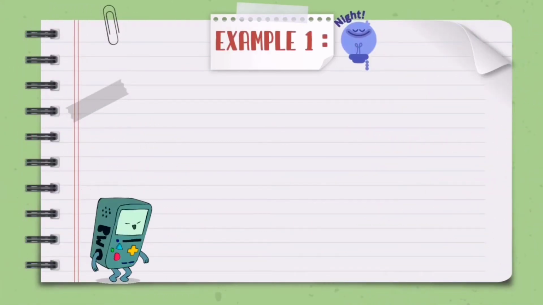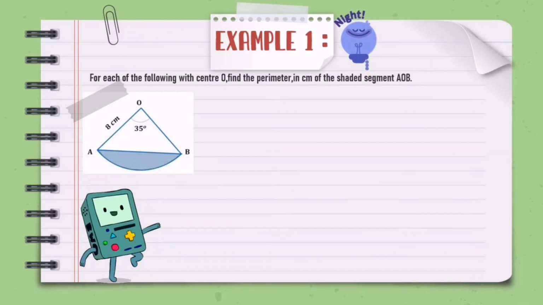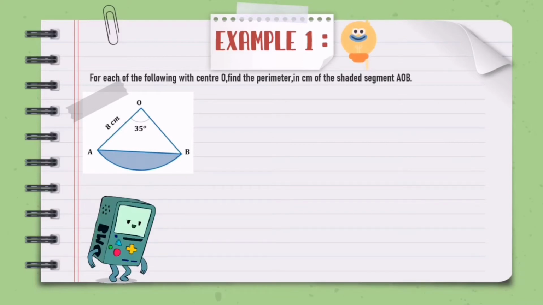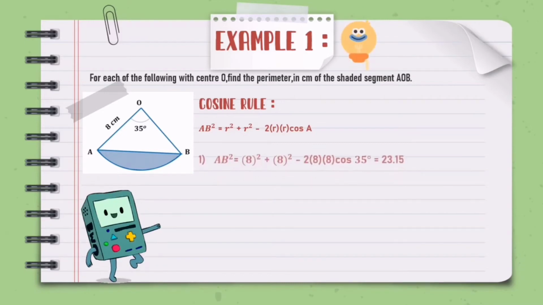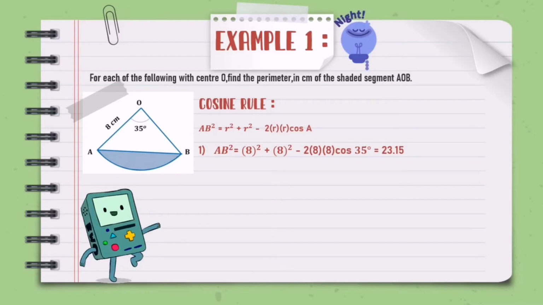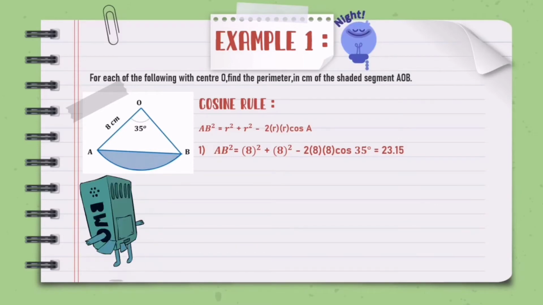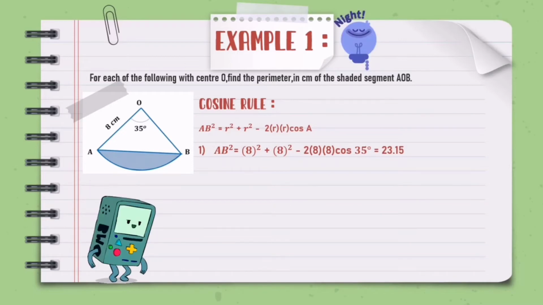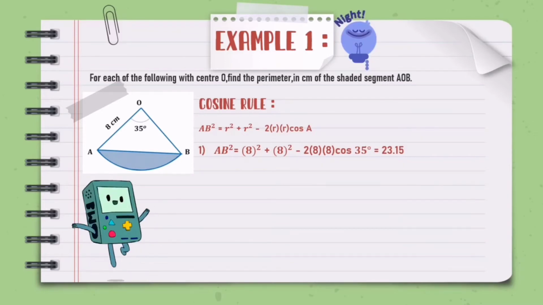Example 1. The question is, for each of the following with center O, find the perimeter in cm of the shaded segment A or B. First of all, we need to use the cosine rule in order to get the length of AB. So you just need to substitute the value into the formula. We will get AB squared equals 8 squared plus 8 squared minus 2 times 8 times 8 cos 35, which is the angle. Next, press your calculator and we will get 4.881 cm, which is the length of AB.